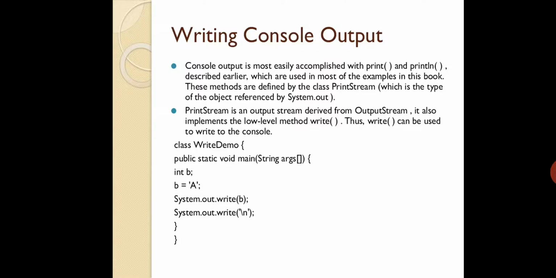The next thing is that write can be used to write to the console. There is one simple code snippet you can see there. There is a class with the name WriteDemo, and you have a main method. Inside the main method you have one variable b of type int, and you are going to store capital A in b. Because b is of type integer, you are trying to store capital A in b.